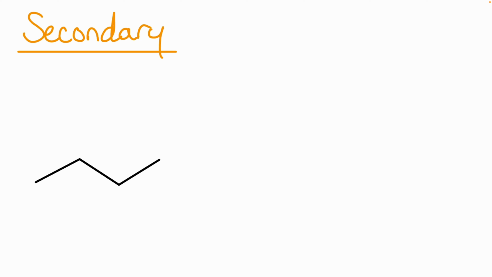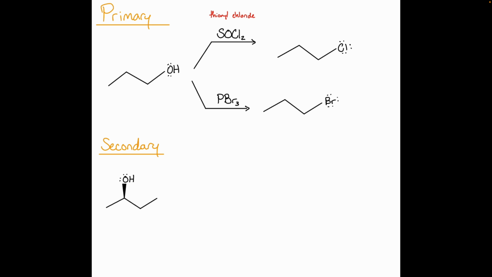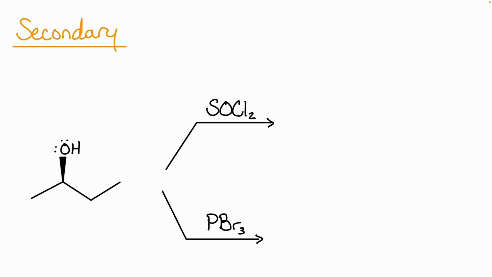So looking specifically at the R enantiomer of 2-butanol. All right, so we're going to use our same two reagents here, thionyl chloride and phosphorus tribromide. But now we're going to be using it on this stereospecific secondary alcohol. And so what we're going to see with our secondary alcohols is we have to worry about what we call stereospecificity.